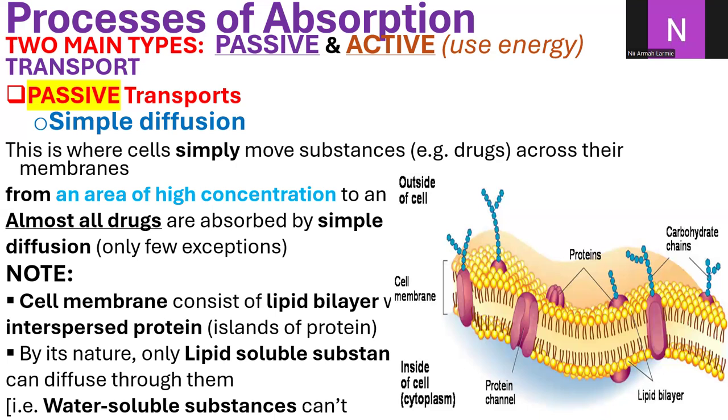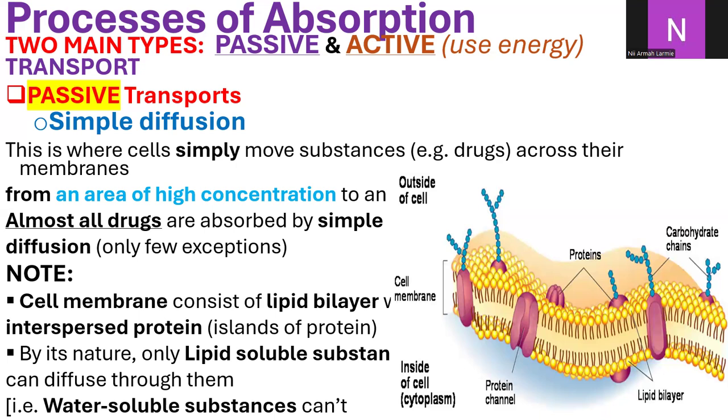But how is the drug able to cross the biological barrier? And that is what we mean by the processes of absorption. Two main processes or two main types are available. We have the passive transport and the active transport. As the names indicate, passive means there's no use of energy, and active means there is the use of energy.